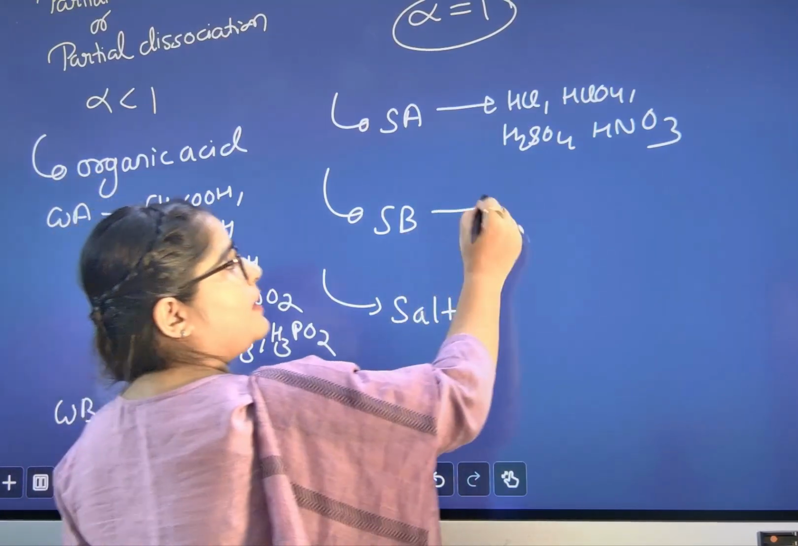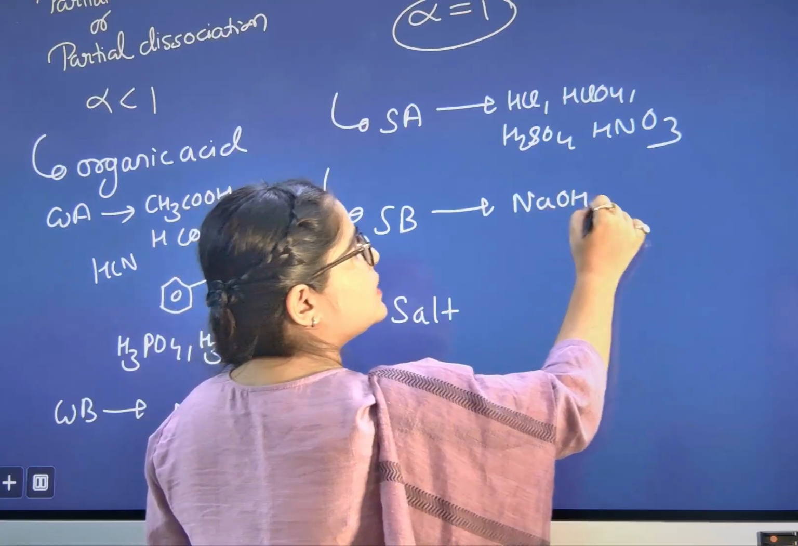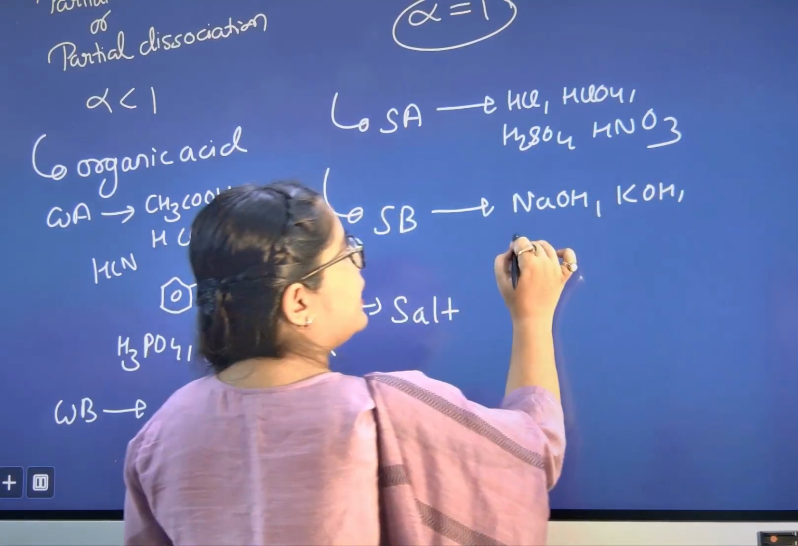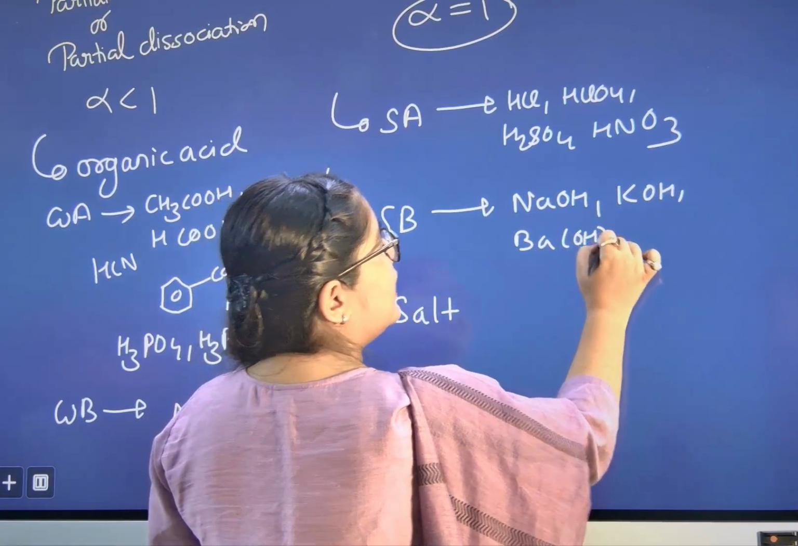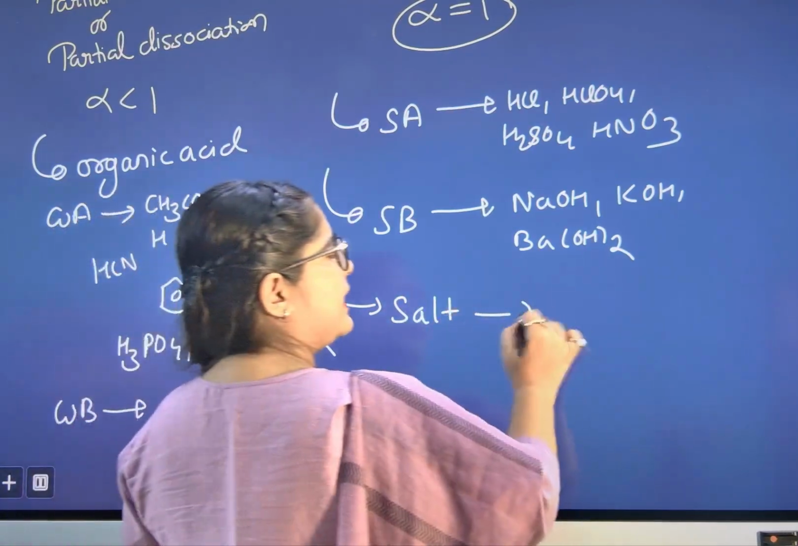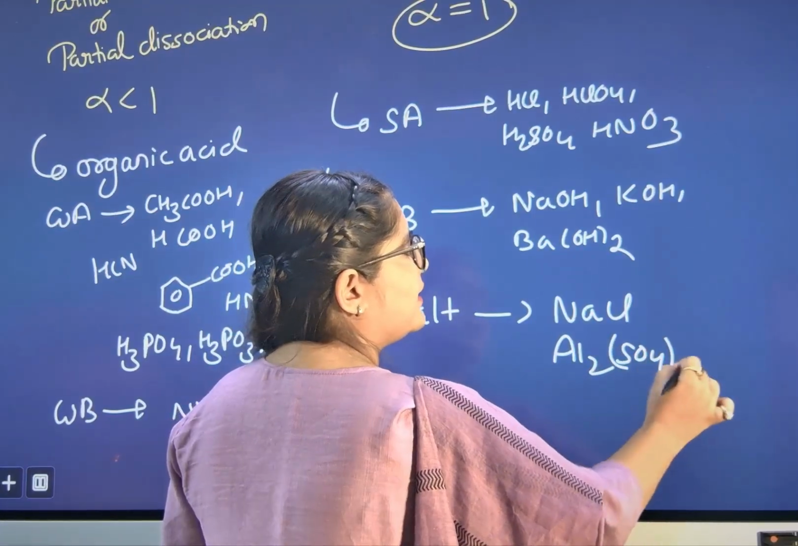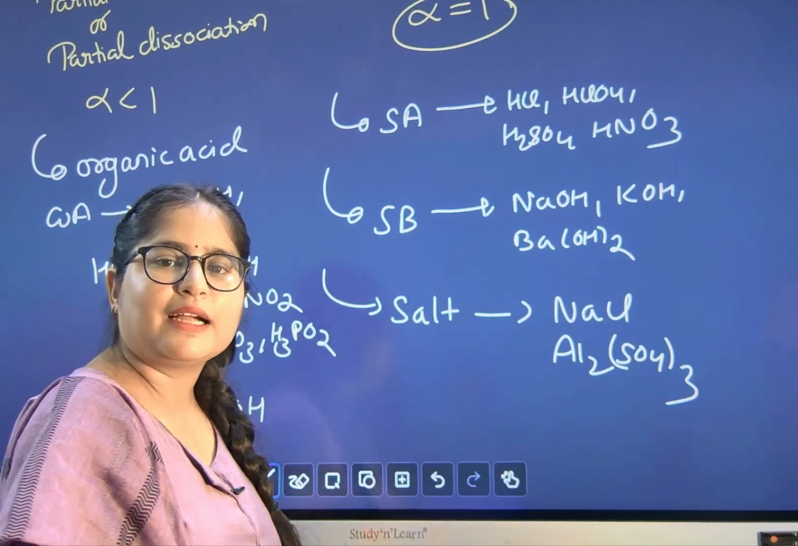Clear? Strong bases are all the s-block hydroxides like NaOH, KOH, Ba(OH)2. These are all examples of our strong bases. And salts like NaCl, Al2(SO4)3. All these are examples of our strong electrolytes.